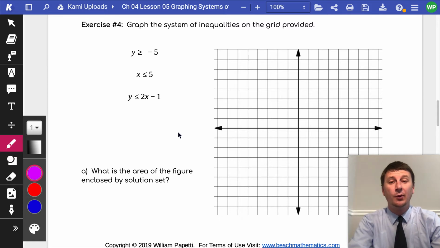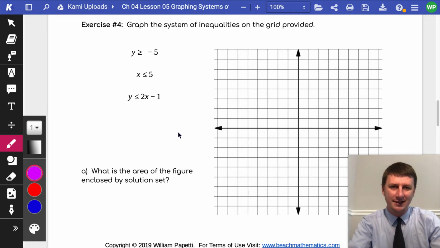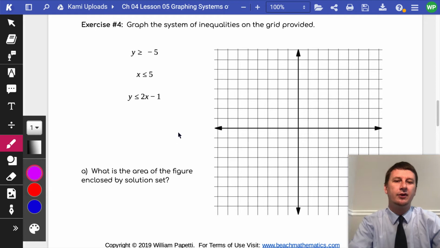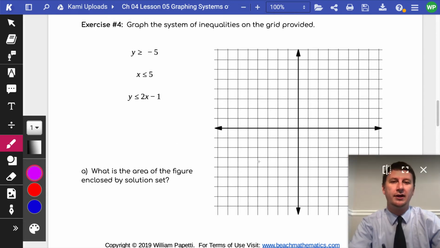Hi there, and welcome to another Papetti Math YouTube video tutorial where we are going to be finishing up our lesson on graphing systems of inequalities. If you're just joining us now, I suggest you go back to those first three exercises as they might be very important for your success in this one. Otherwise, we're good to go with exercise number 4, where we have not one, not two, but three inequalities that we're going to be graphing on this coordinate plane right here.